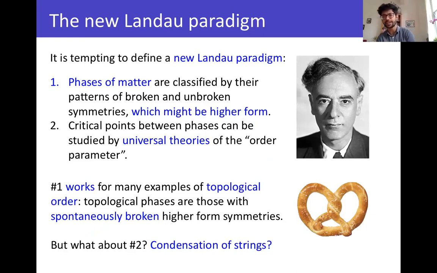So for example, many of the phases that you would call topological phases of matter are those that have spontaneously broken higher form symmetries, okay? Just like the normal spin correlators would distinguish a paramagnetic phase from a ferromagnetic phase, a spontaneously broken higher form symmetry can distinguish a topological phase from a trivial phase. But now you should think about the second point in Landau's paradigm. The critical points between phases can be studied by universal theories of the order parameter. In this case, the order parameter doesn't involve condensation of particles anymore. It involves condensation of stringy-like things, okay? So this suggests that condensation of strings is a useful thing to think about. That is what Landau would have wanted us to do if we're trying to use his paradigm to understand new phases of matter, okay? Okay, so that's fine.